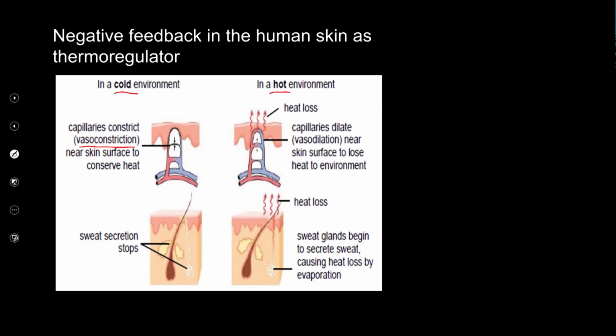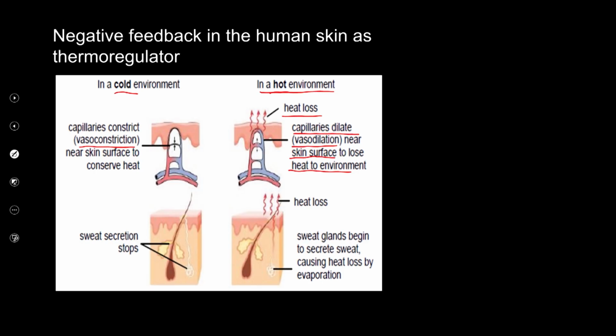And in a case that we are in a hot environment, heat will be lost. Then how is this heat lost? The capillaries dilate, they become bigger, they open up. So we are talking vasodilation. This happens near the skin surface to lose heat because it is too hot. The body must maintain its normal temperature.